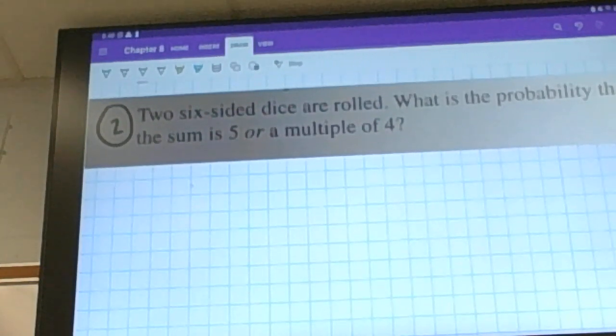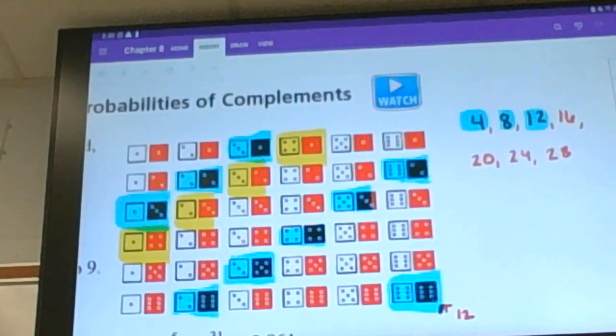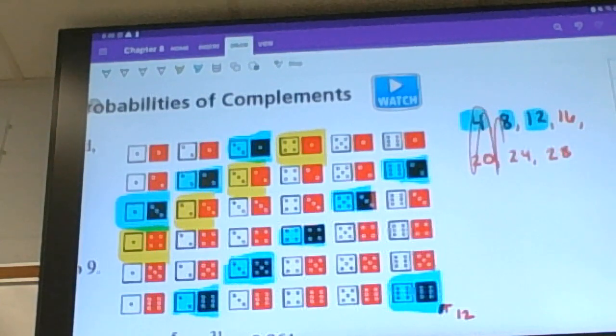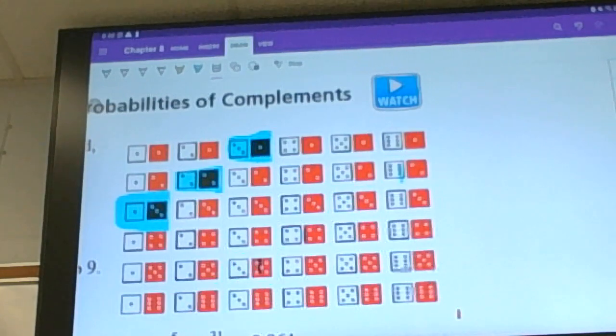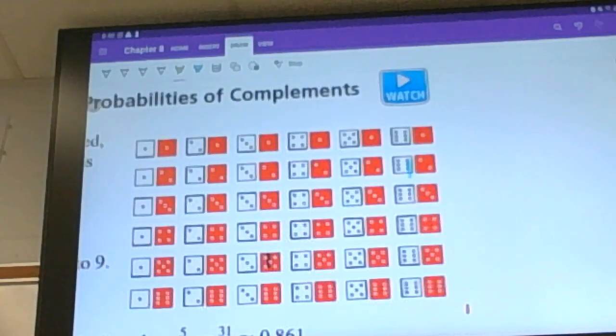So I'm gonna go to my diagram because I like a diagram for really all of this. All my answers. So again, this is in chapter 8.1. Every time I go back to this. So the first one is that it's a sum of 5. So this is a sum of 5. This is a sum of 5. This is a sum of 5, and this is a sum of 5. Okay, sum of 5 happens 4 out of 36 times. There's 36 outcomes when you roll 2 die.